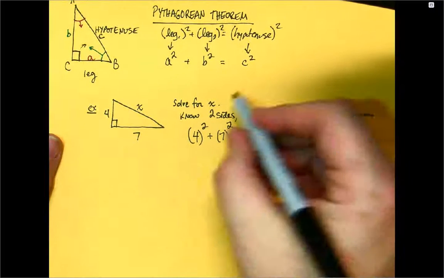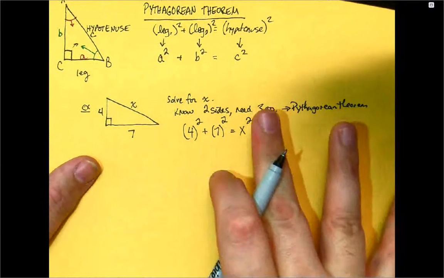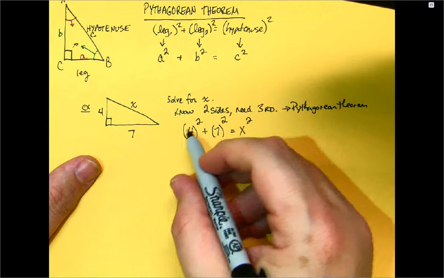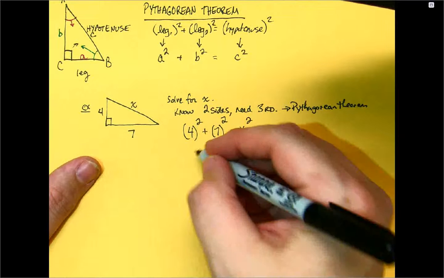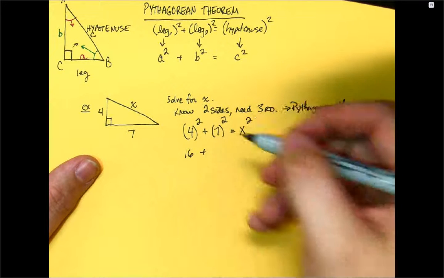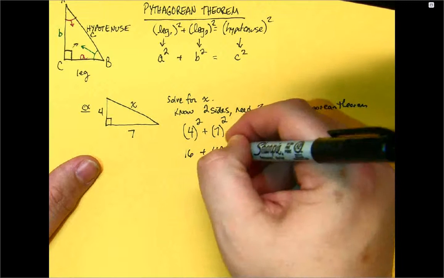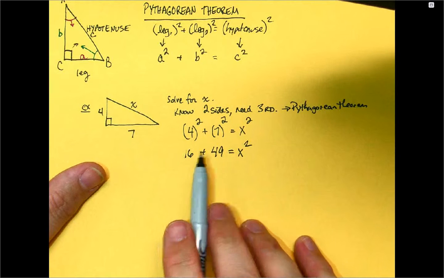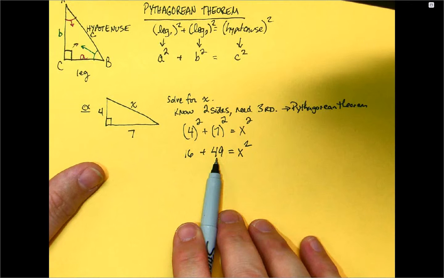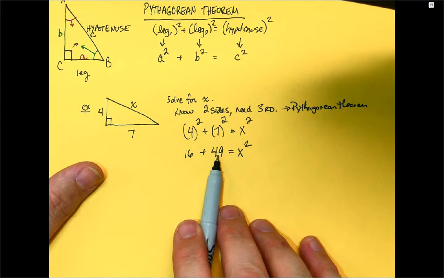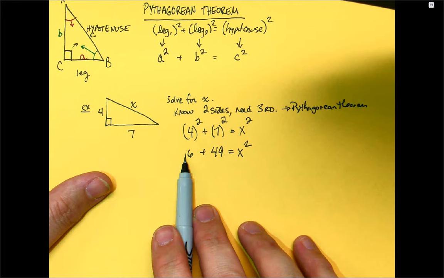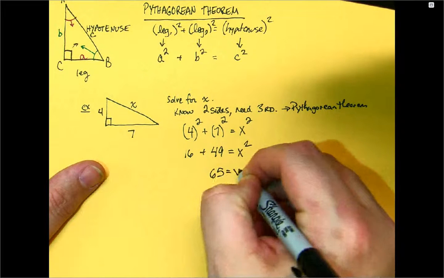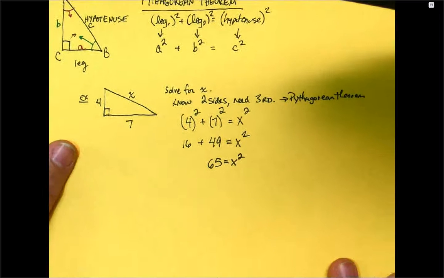Now, remember, we're going to have 4 squared and 7 squared, so we have to square this. What's 4 times 4? 16. What's 7 times 7? 49, and that's equal to x squared. Now, 16 plus 49, well, if that was 50, it would be 66, right? But it's 1 less than 50, so it would be 65. However you want to add them together, go right ahead.